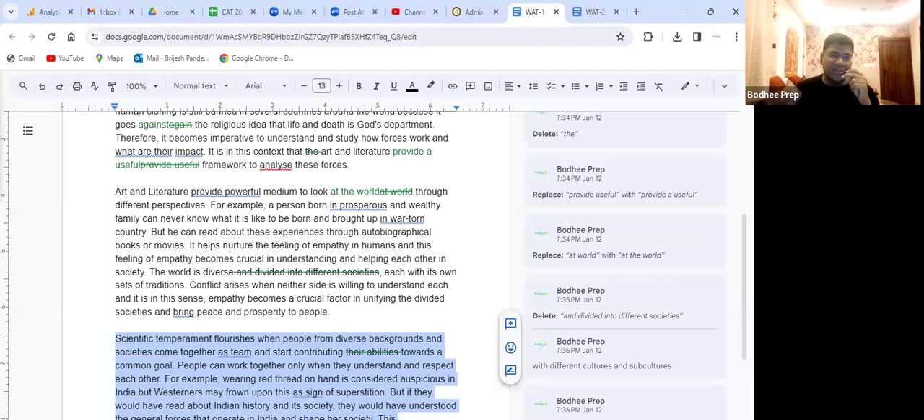So all these things are part of art and literature. They make you laugh, they make you sing, they make you joyous. So logic is one aspect of the human mind, but there are so many other aspects which need to be taken care of. And art and literature precisely provide you that.